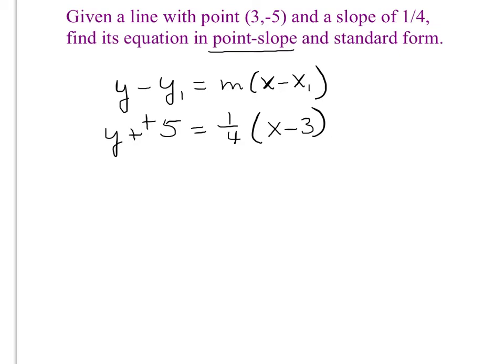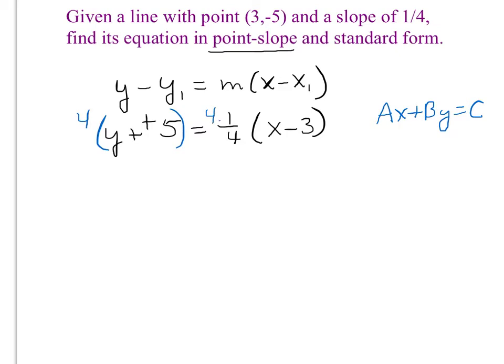That's point slope form. To change it to standard form, remember that involves a couple things. You need to get rid of any fractions. You need to get the x and y on the same side and the constant on the other side. So remember, standard form should look like ax plus by equals c, and it's just the a's, b's, and c's that are numbers. So in this case, if we want to get rid of the fractions first, we're going to multiply both sides by 4.